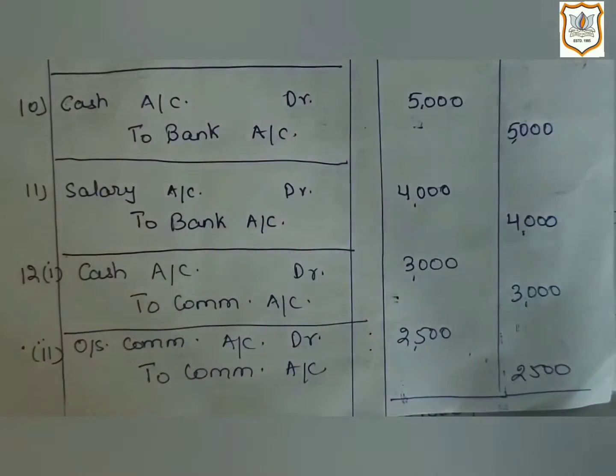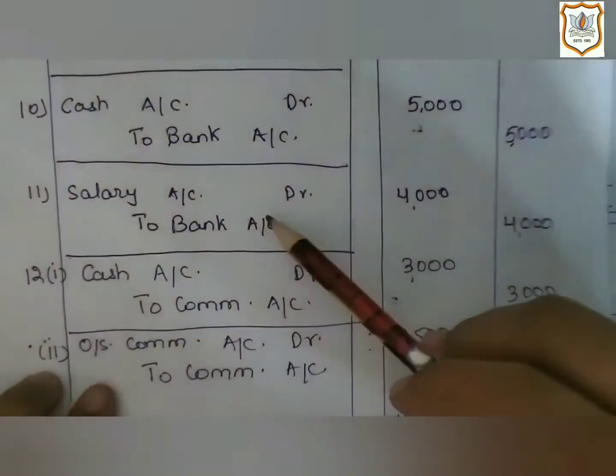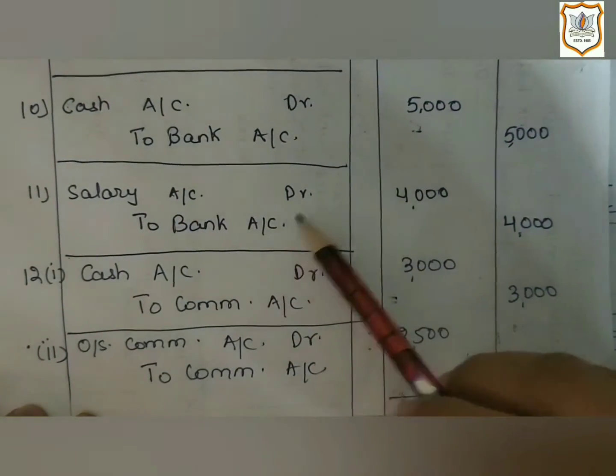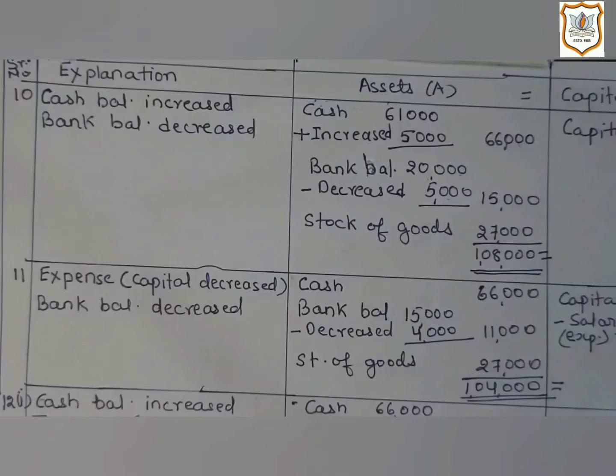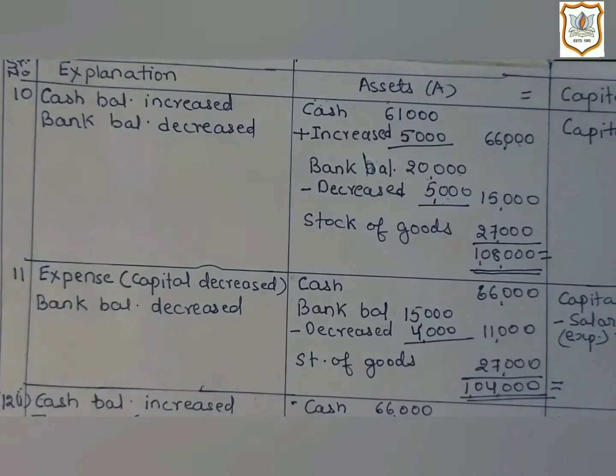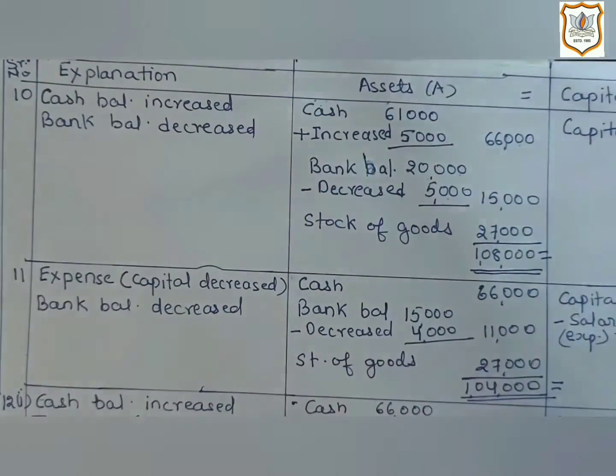Now let us see the next transaction, transaction number 11. Salary of rupees 4,000 paid by check. Here our journal entry would be salary account debit 4,000, bank account credit 4,000. Now let us see the explanation for this. See, here salary is an expense. If this is an expense, it is a loss. Who will bear this? The proprietor. Therefore, the amount which goes to the proprietor will now come down. That means it will decrease. Here proprietor is nothing but capital.